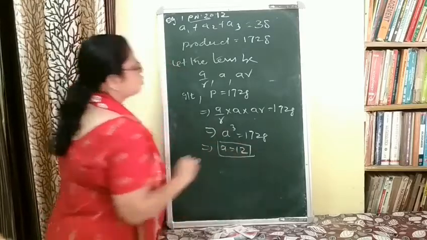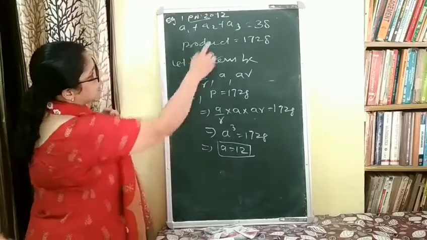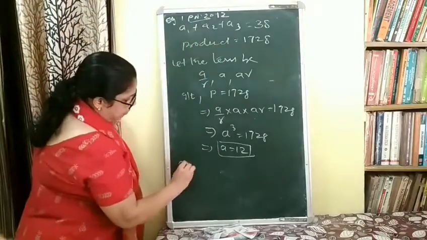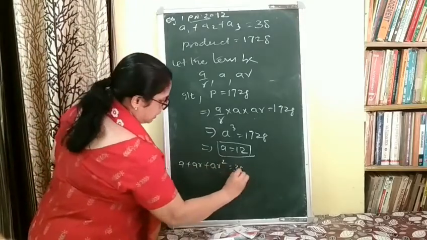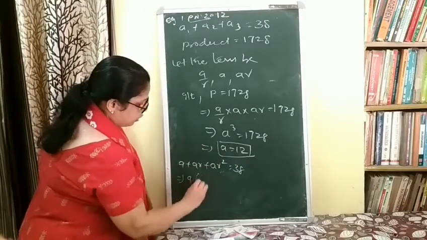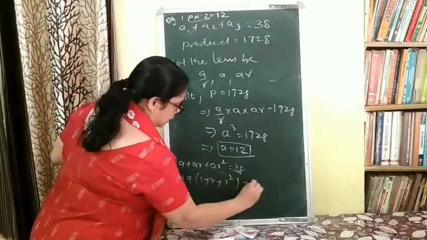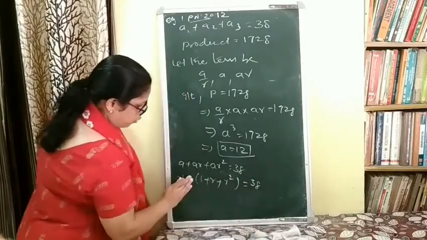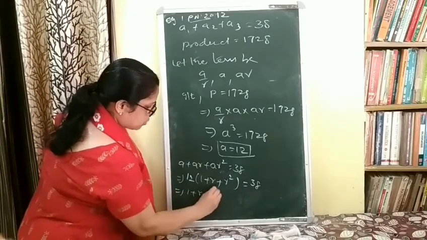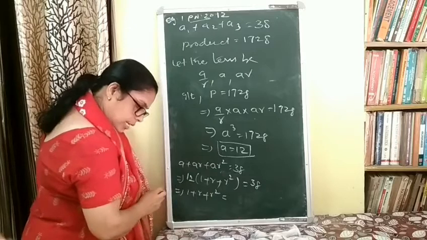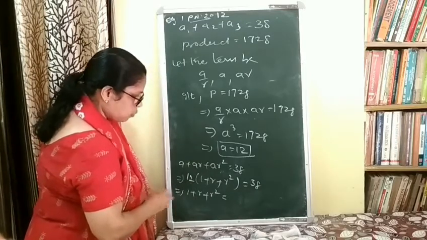That means the cube root of 1728 is A equal to 12. That means you got A equal to 12. Now you have to find R. For that you can use this one. A plus AR plus AR square is equal to 38. That implies A into 1 plus R square is equal to 38. And A is 12. Implies 1 plus R square is equal to 38 by, let me check, 1 minute.